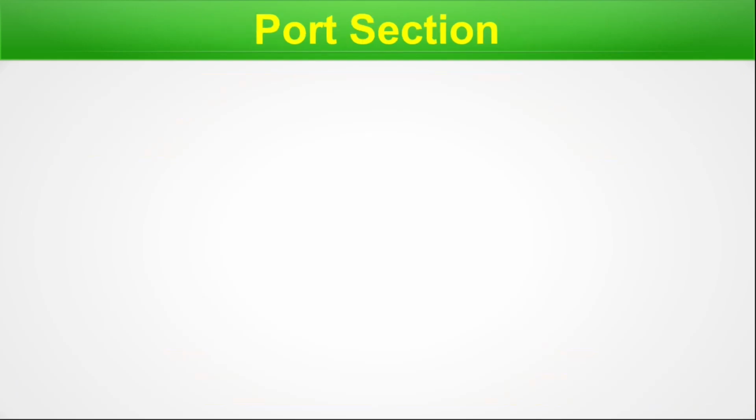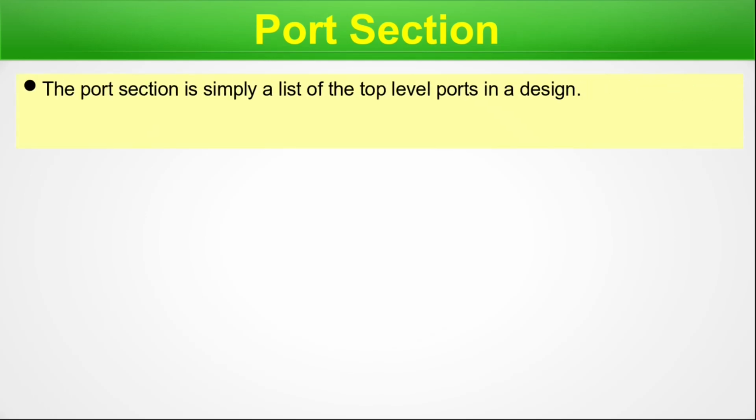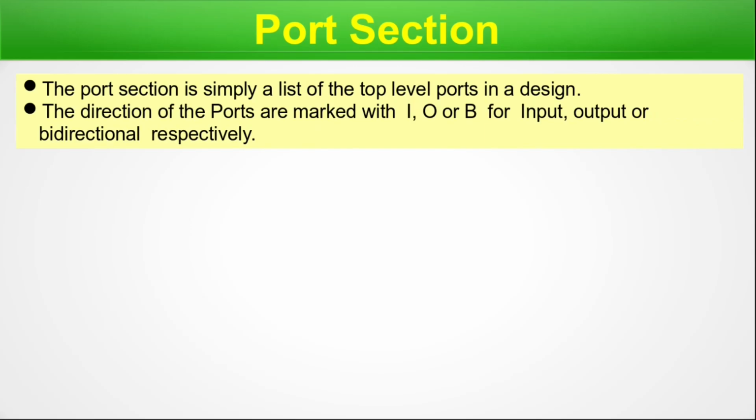So let's move on. Port map section. The chip talks with the outer world with its pins, which act as ports to exchange the signal between the internal circuitry and the external world. These are captured in the port section. Let us have a look at the port section. The port section is simply a list of top-level ports in a design. The direction of the ports is marked with I, O or B for input, output or bidirectional respectively. These will always be in upper case.